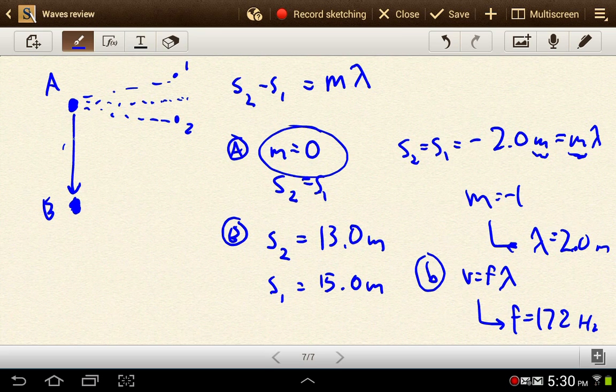She crossed one node line, which probably went something like this. From here to here, she went from antinode to node to antinode. It's not terribly hard to see that S2 minus S1 is still going to be the same, 2 meters. If the frequency gets increased by a factor of 12, then lambda is going to go down by a factor of 12. In order for this to still be a valid equation with this 2 meters, m has to go up by a factor of 12, which means it goes from -1 to -12.